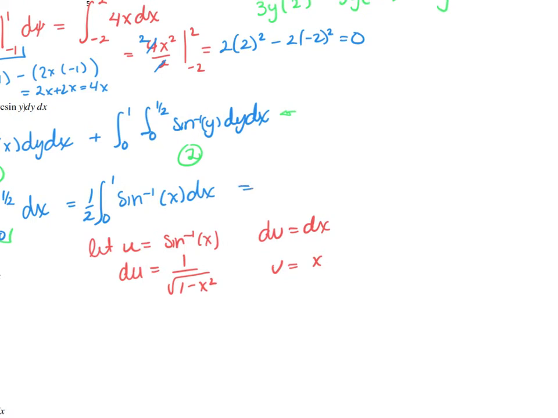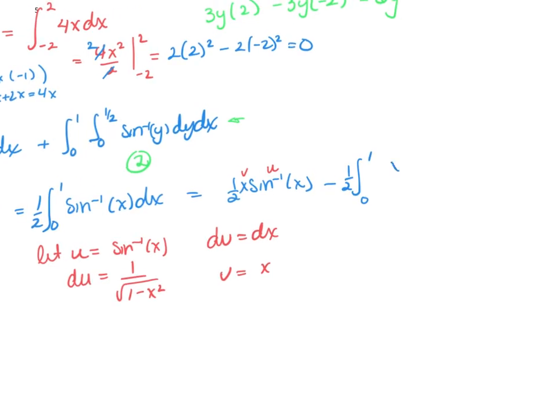So this becomes 1/2 the sine inverse of x, because that is my u, multiplied by x. So this is my u and this is my v. So I'm doing this by parts. And then minus the integral, and don't forget the 1/2 there, so minus 1/2 the integral from 0 to 1 of x over the square root of 1 minus x squared dx.